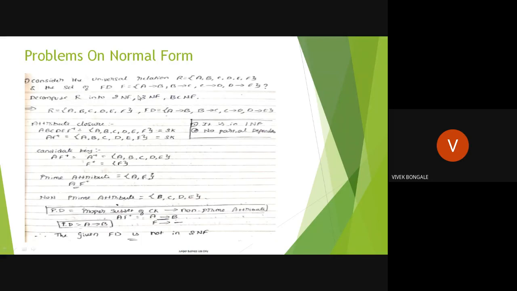Before checking, we have to find the attribute closure, because to find the candidate key I need a super key. So for attribute closure, I will take all values here: A, B, C, D, E, F. I will find the attribute closure of all the given attributes A, B, C, D, E, F. Obviously, I will get all the attribute values with the help of the reflexive property. Then we can say that this is a super key.